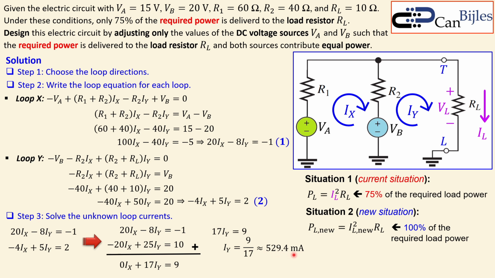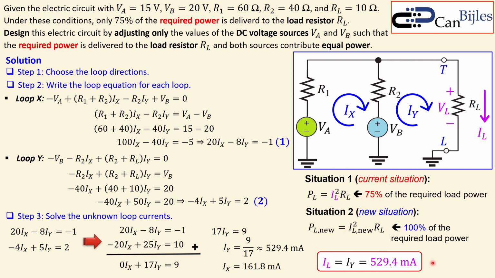529.4 milliamps. Now, if I also calculate ix, I can do that using this expression or this expression. So you can use equation number 1 or 2. You just substitute iy and then work out ix. Then you will get 161.8 milliamps. We don't need this actually. This is really what we need, because the load current in this current situation, situation 1, is equal to iy, which is 529.4 milliamps. This is really the information we needed. Okay, let's move on and keep this information here for future calculations later.